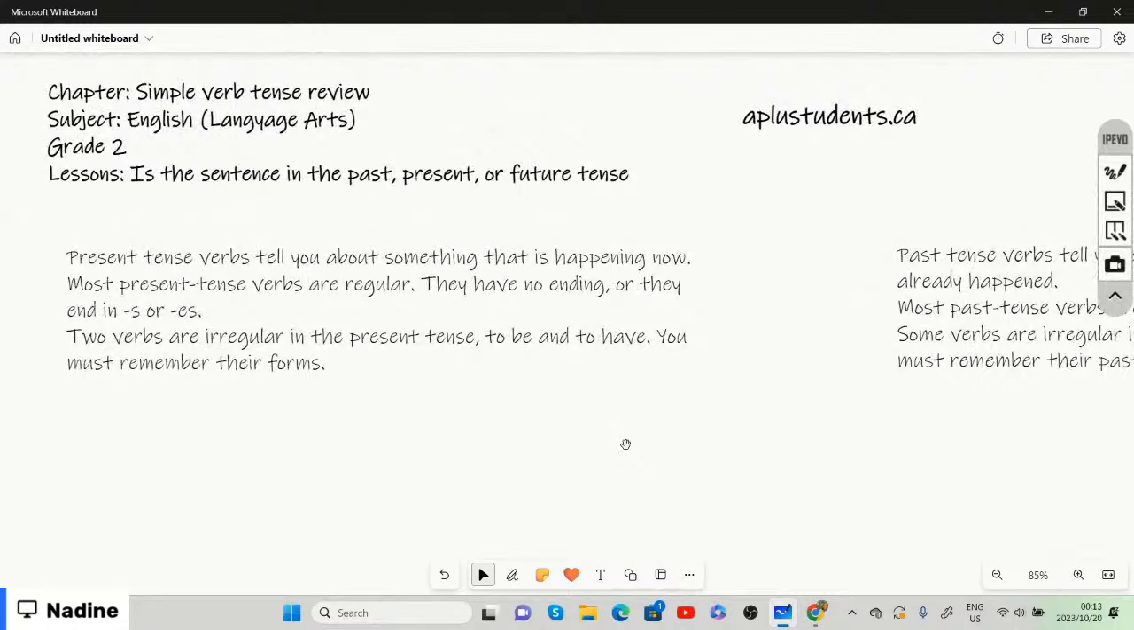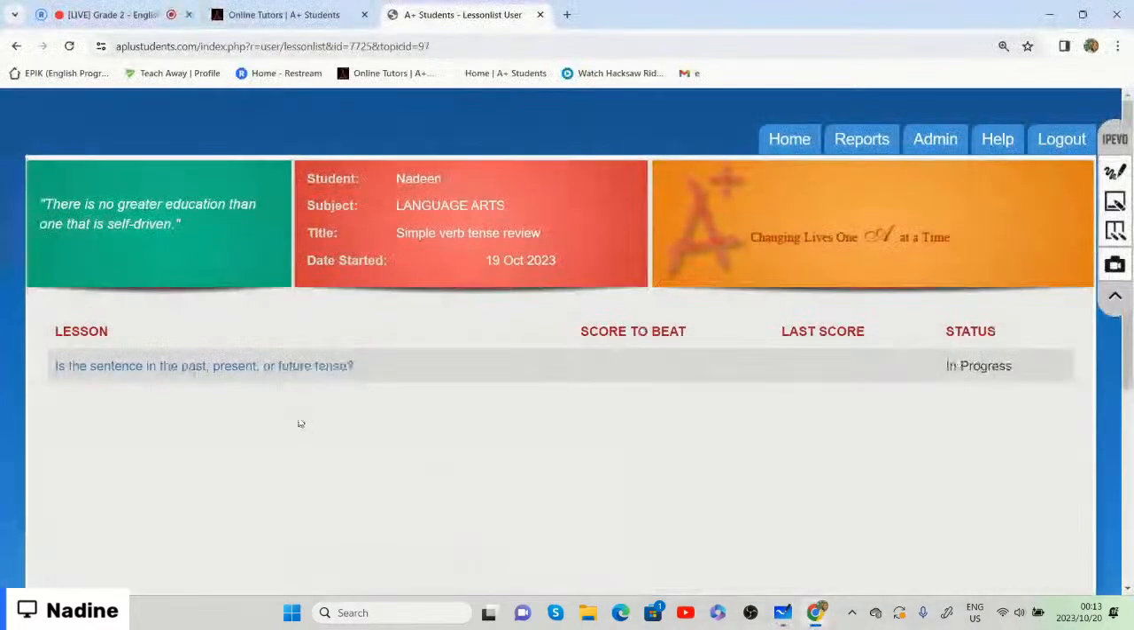All right. So we said that these are the simple verb tenses, and we are going to have to know if something is in the present, the past, or the future tense. So now we're going to aplusstudents.ca and we are going to find out more about the past tense, present tense, as well as the future tense.